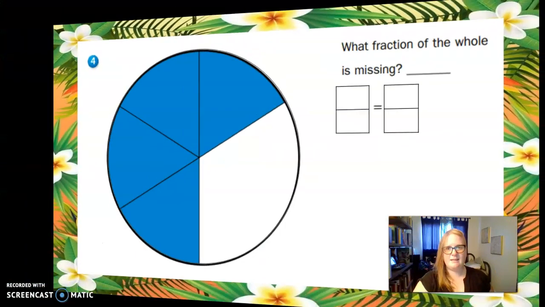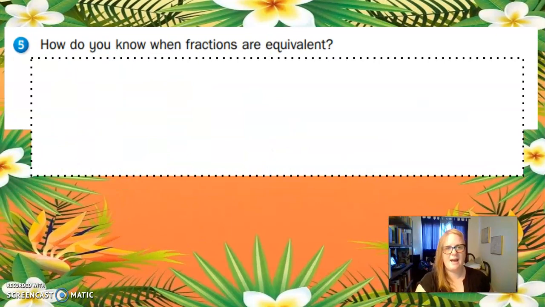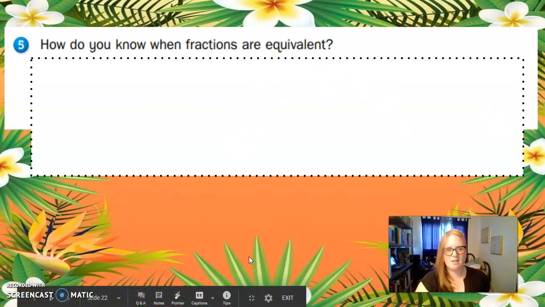And then there's one more, and then you have one question. How do you know when the fractions are equivalent? Multiple possible answers here. And I am out of time, and I will see you for English language arts.